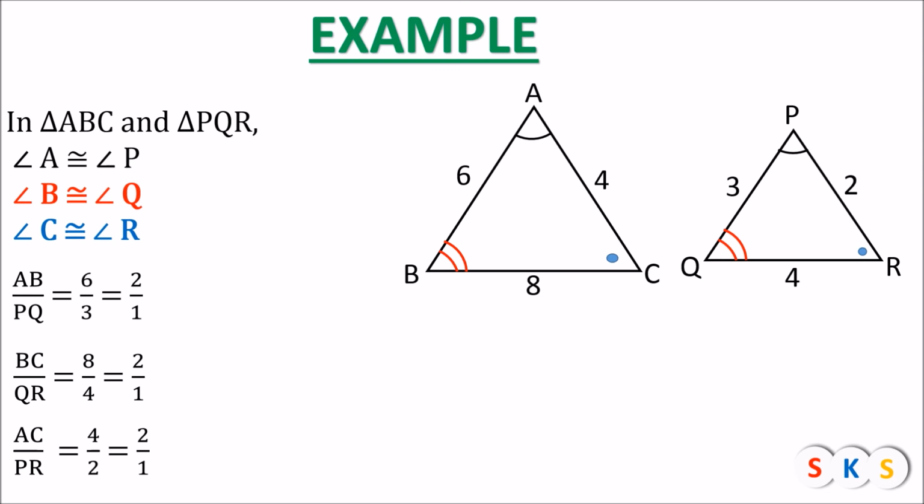So here we have two triangles whose corresponding angles are congruent and the sides are in proportion. Therefore, triangle ABC is similar to triangle PQR.